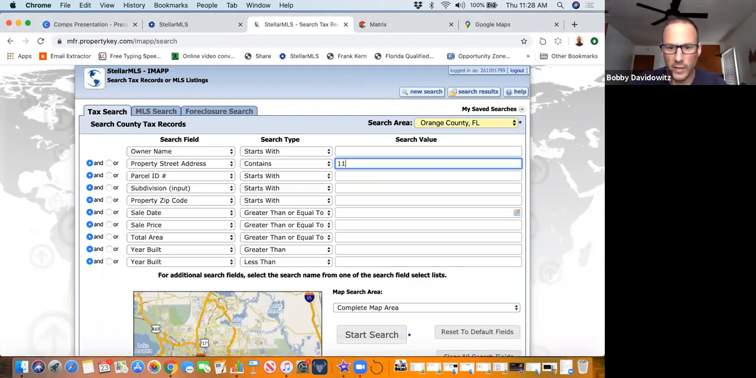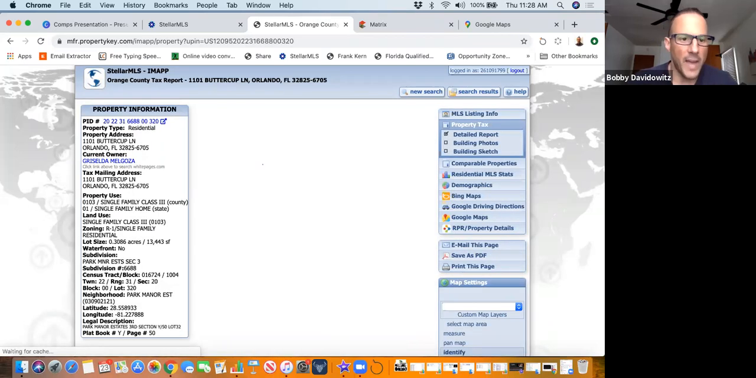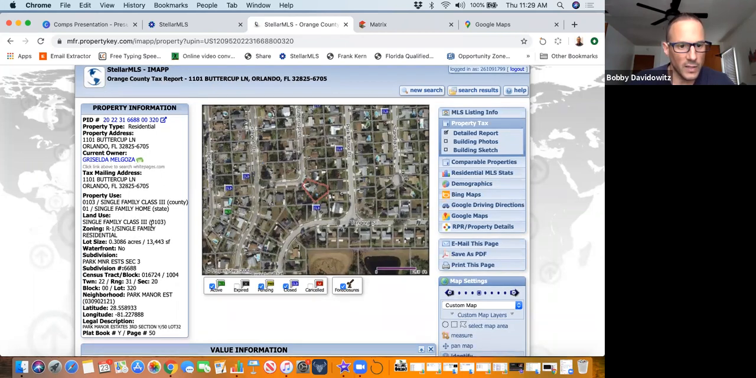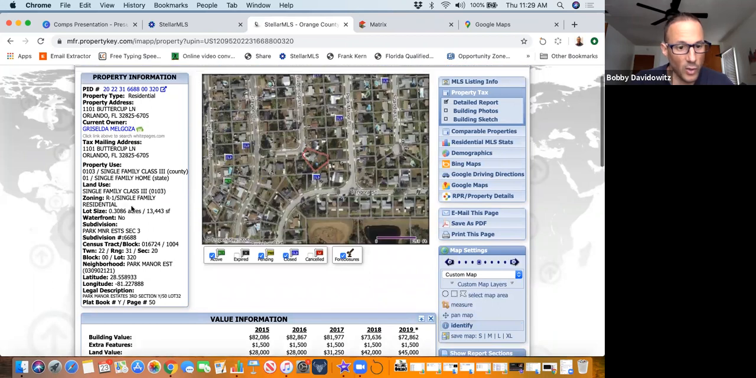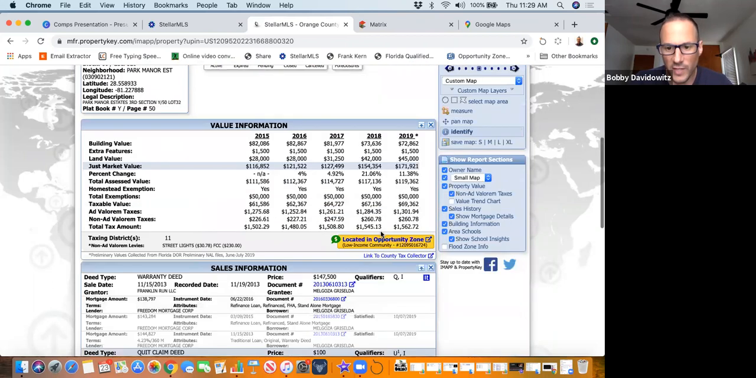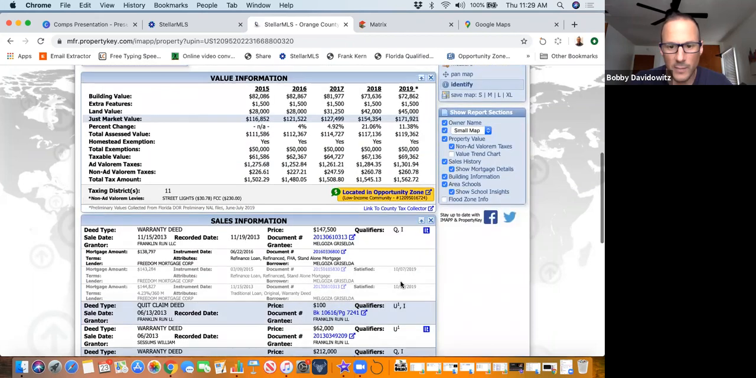So let's go 1101 Buttercup. All right. 1101 Buttercup. Bam. There it is. Okay. So this is a potential listing. The owner is Griselda Melgoza. The lot size is 0.3 acres, so just over a quarter acre. Okay, we can scroll down here. She's paying $1,500 in taxes. That ain't bad. That's pretty cheap.